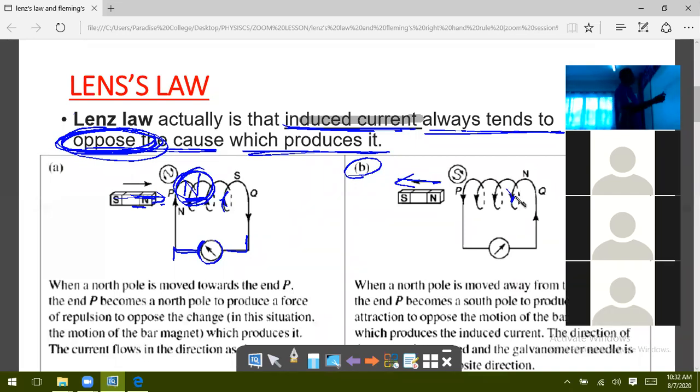It always tends to oppose the cause. The cause is moving the magnet away, so the current moves in the reverse direction. Using your right-hand grip, this end P here becomes the south pole. Q is the one that becomes the north pole. Why does that have to happen? Because now we have a south pole and a north pole, two opposite poles. They're going to attract each other, so it again opposes the motion. So every single time the magnet is moved in and out, the current direction constantly changes.